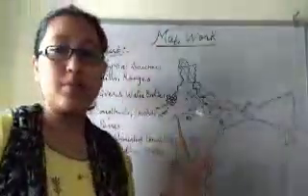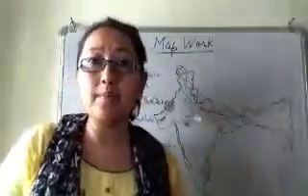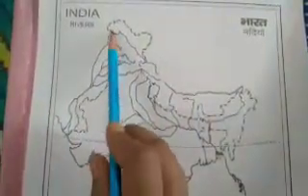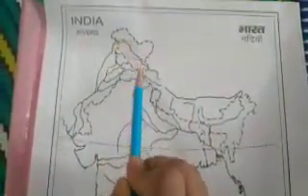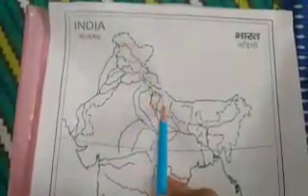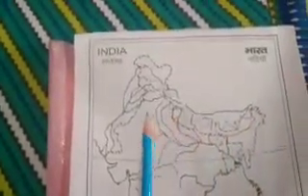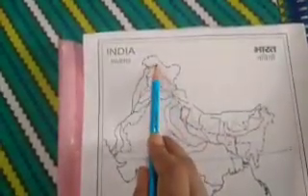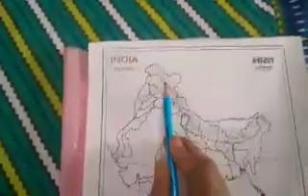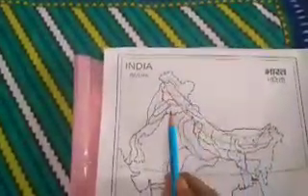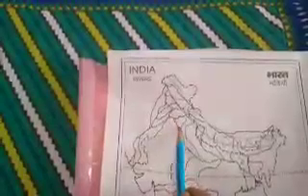Now let's do this work using paper map. Okay children, let's mark the physical division of India. So here we have Himalayan range, the great northern Himalaya. So yeah, we are gonna mark like this. Right now, three parallel ranges. So we are going to mark like this. So here we have Himadri. The second one is Himachal. And the third one is Shivalik.